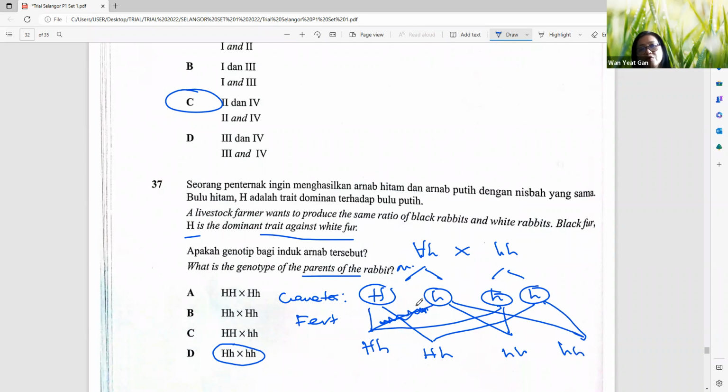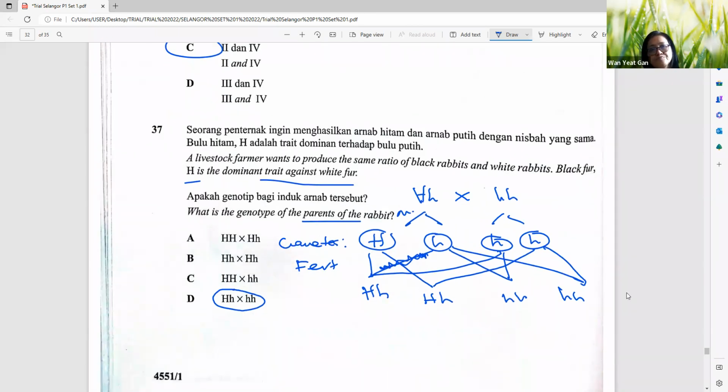So now you have that, and that means 1 to 1. You say here you want to produce an equal number, right? Equal number of the same ratio. Okay, so the answer is B.